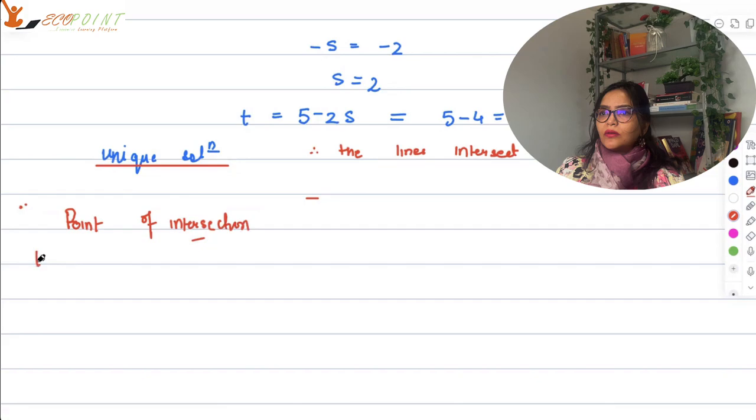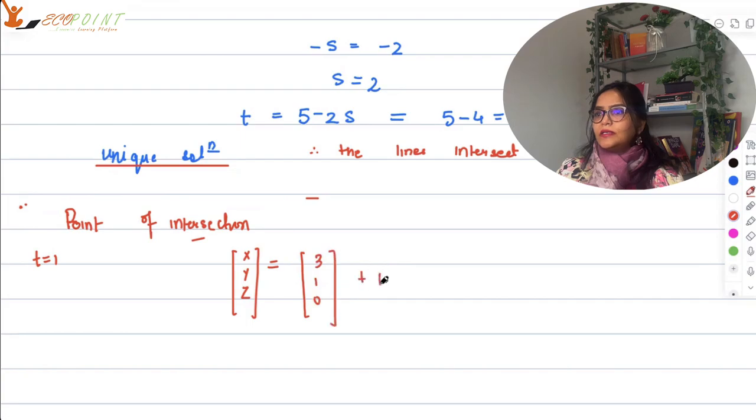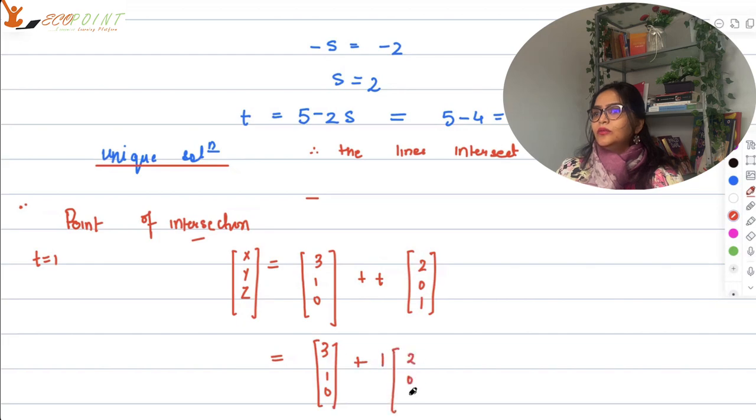So if I put t equals 1, remember the x, y, z line is (3, 1, 0) plus t times (2, 0, 1). So if I put t equals 1, I get (3, 1, 0) plus 1 times (2, 0, 1). So this gives me (5, 1, 1). This is your point of intersection. Okay, this is the point of intersection.